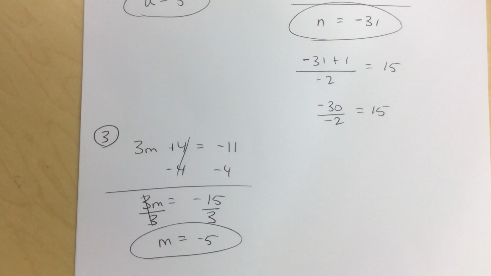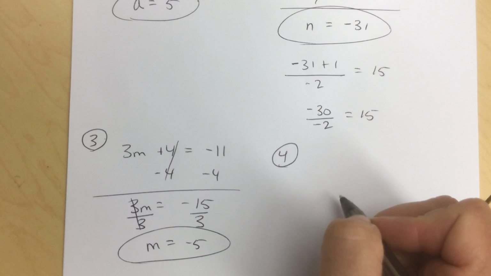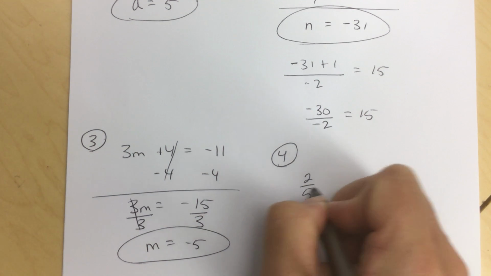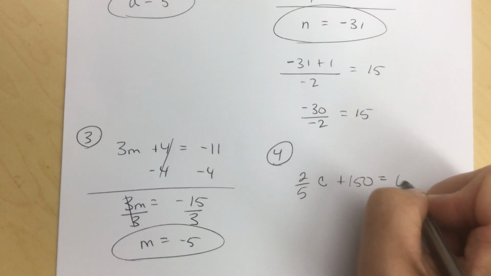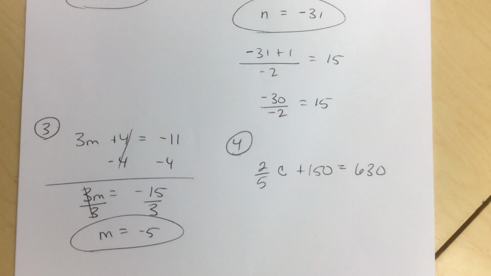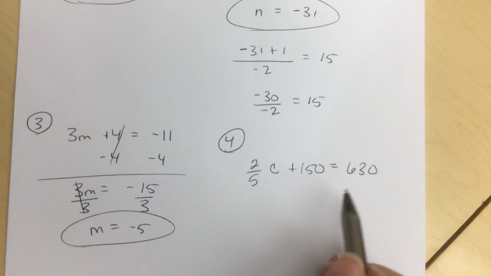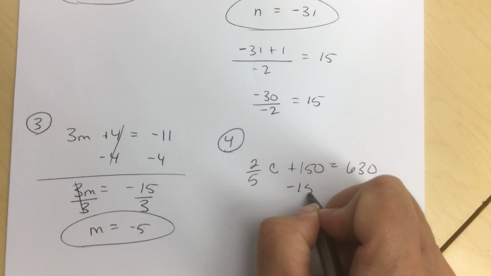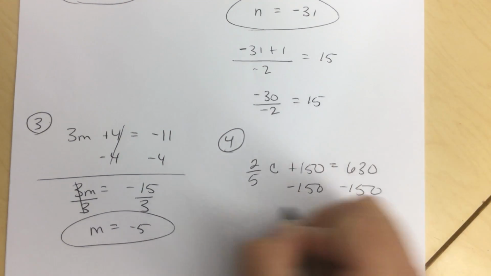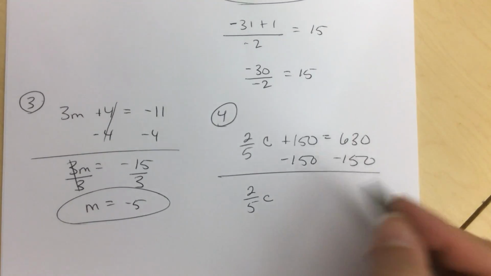Okay, let's do another one. Let's do one with a fraction in it. Okay, so let's say you have 2/5 c plus 150 is equal to 630. I would subtract 150 from both sides first. You could say, I want to get rid of my fraction, I want to multiply everything by 5. You could do that, but I think it's simpler for a lot of you if you subtract the 150 from both sides first. So this is going to come down and have 2/5 c.